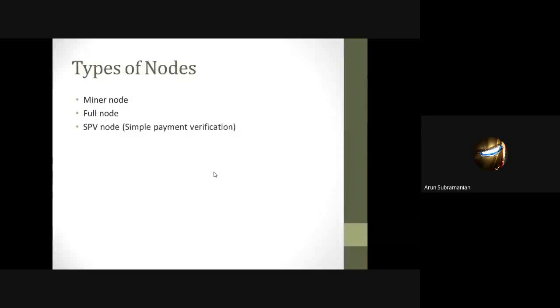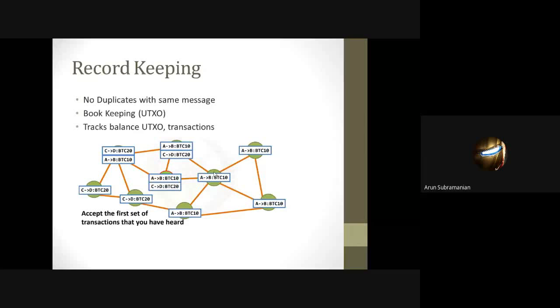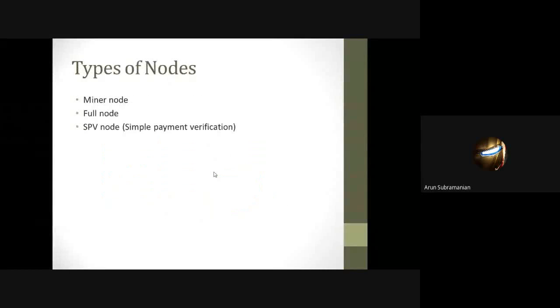Okay. So let me proceed next. We have three kinds of nodes here. Let's say in this diagram we have multiple nodes specified, but still we have three different kinds of nodes. We'll see why and for what we are using them. One is the miner node, one is the full node, and another one is the simple payment verification node.